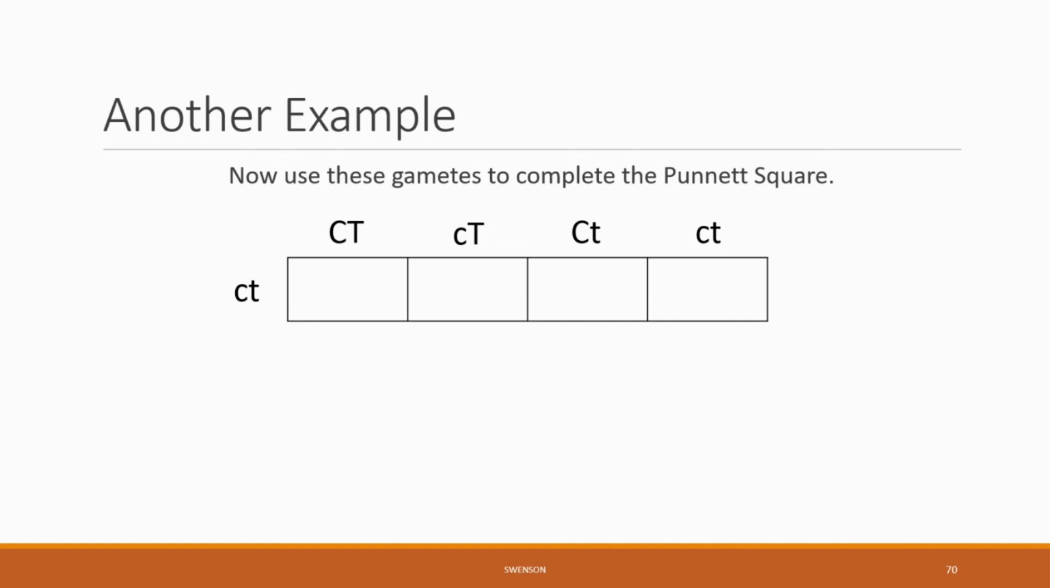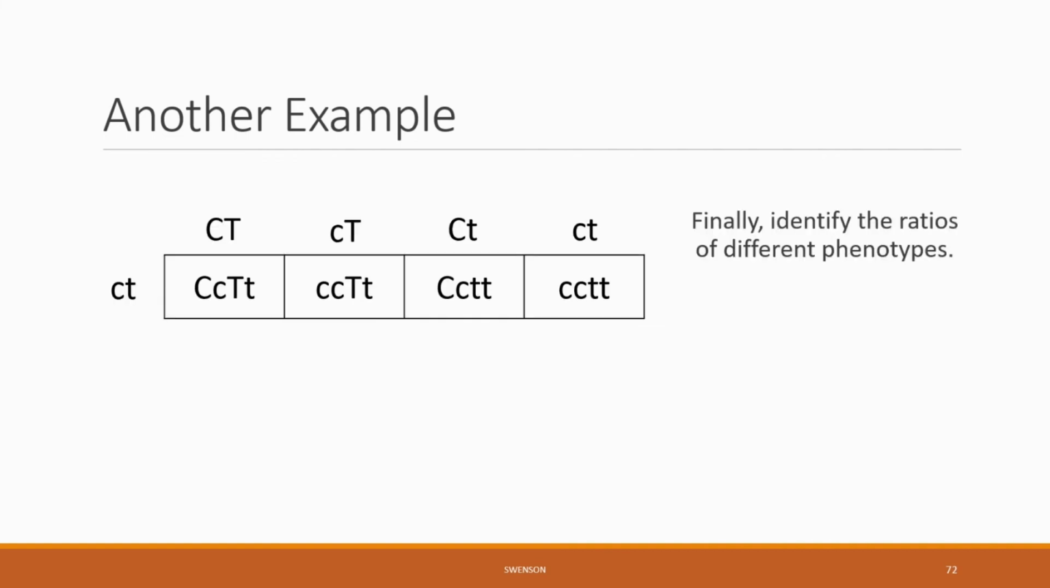Now we're going to fill in the boxes. So in the first box on the left, we're going to get a lowercase c, capital C, and a lowercase t, a capital T. And we just go through and fill out all of those boxes. And then finally identify the ratios of different phenotypes.